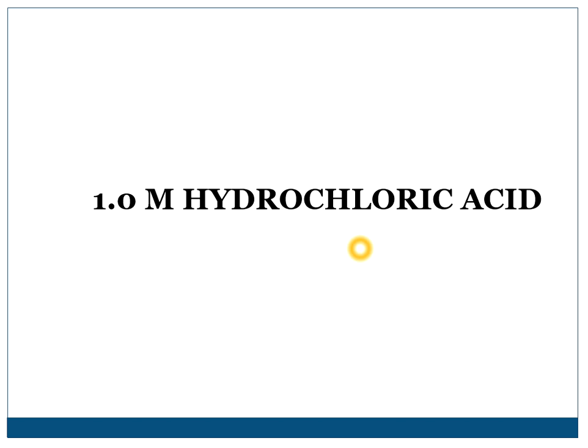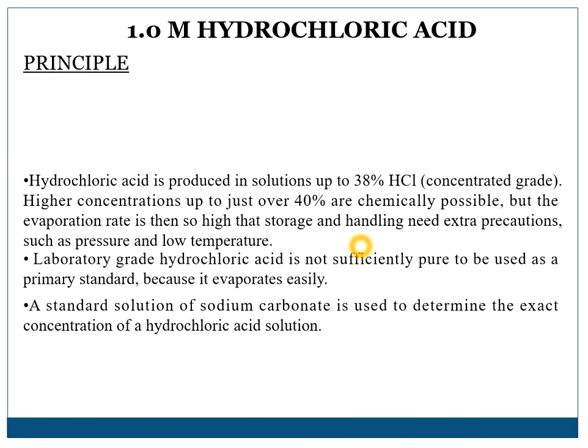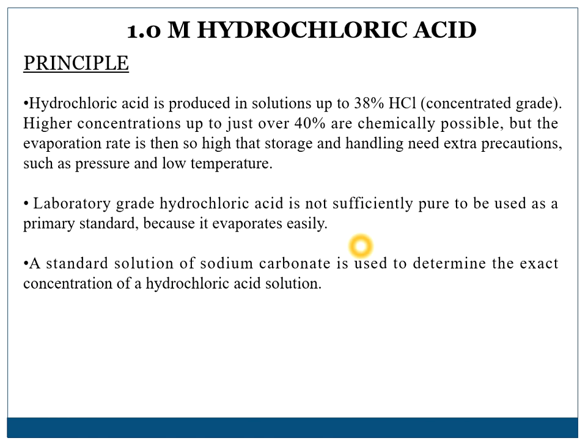And now we can discuss how we can prepare hydrochloric acid and its various standardization procedures. First of all, we can move to the principle part of the preparation and standardization of hydrochloric acid. Hydrochloric acid solutions can be prepared up to 38% hydrochloric acid.